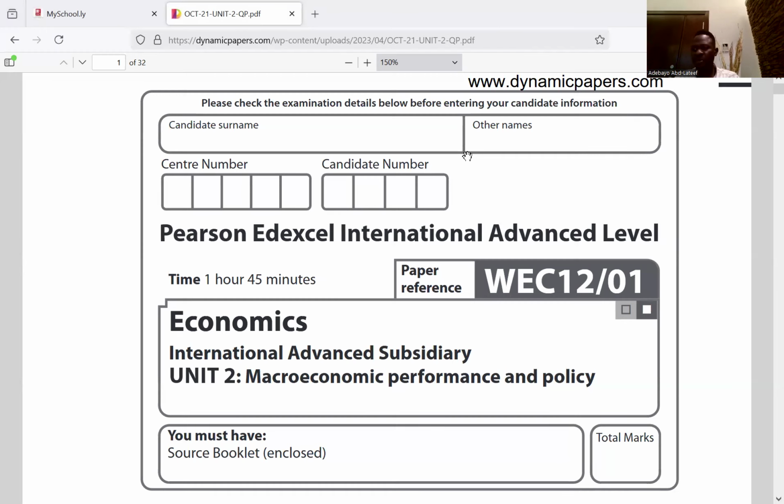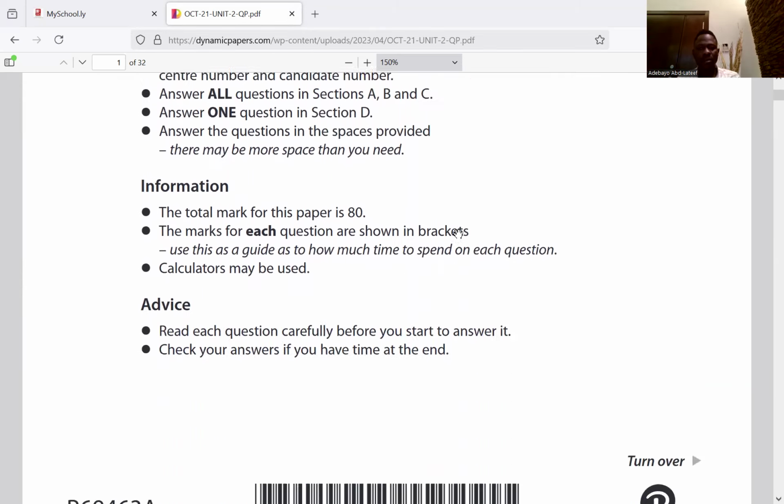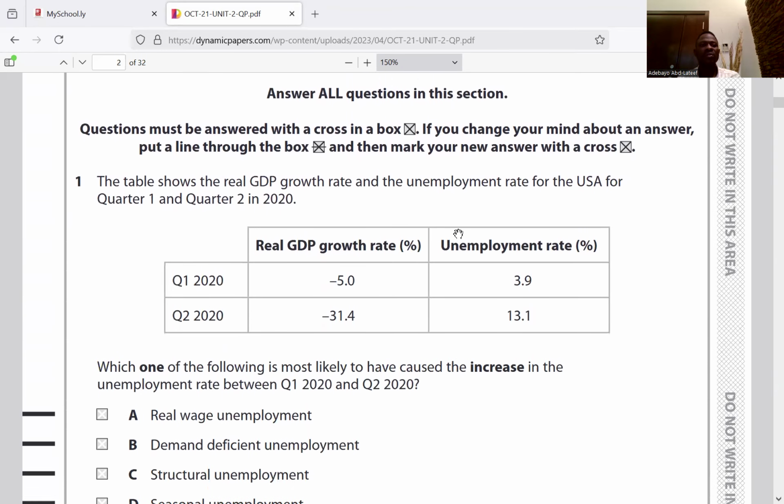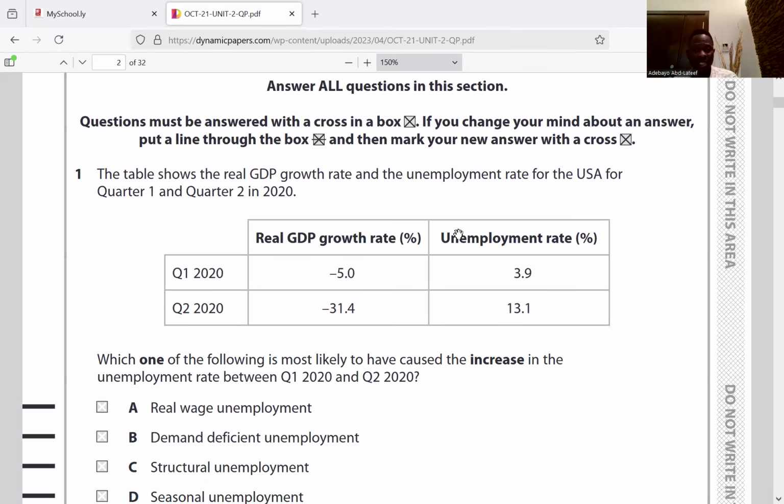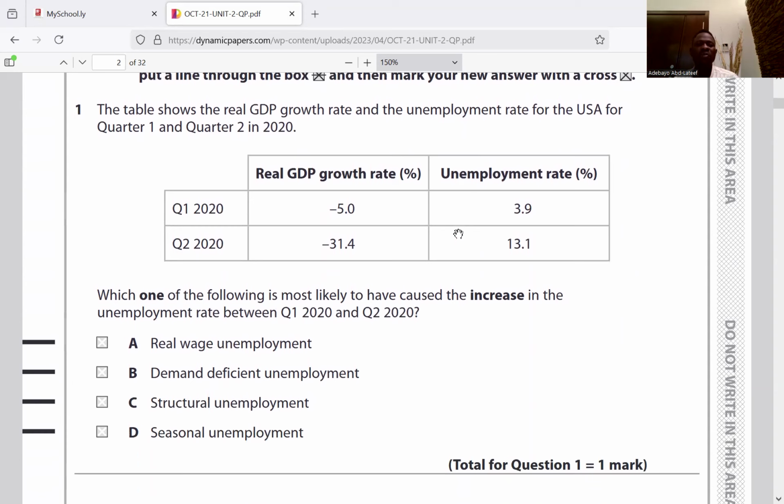We have paper 2 of economics, October 2021. The first question: the table shows the real GDP growth rate and unemployment rate for the USA for Q1 and Q2 in 2020. Which one of the following is most likely to have caused the increase in the unemployment rate between Q1 2020 and Q2 2020?